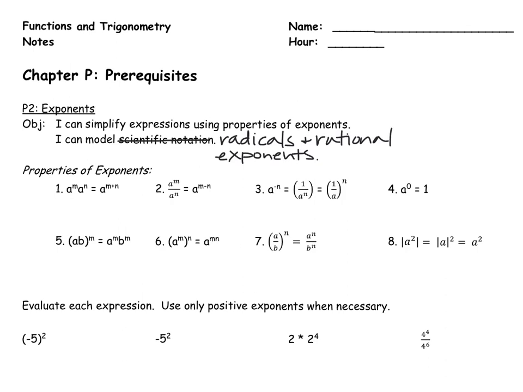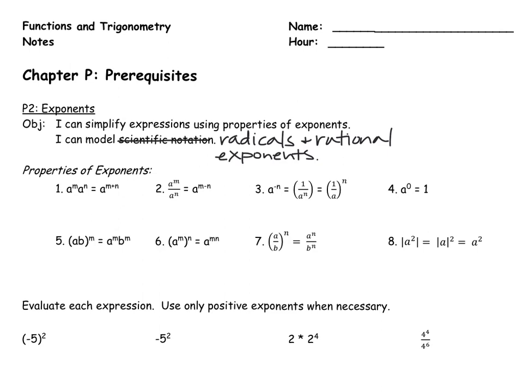Our first chapter in Functions class is titled P, Prerequisites. In this chapter, we'll review content from Algebra 2 that will help guide us in our functions content. Lesson P2 is titled Exponents. In this lesson, we'll simplify expressions using properties of exponents, and then we have a change for our second objective.